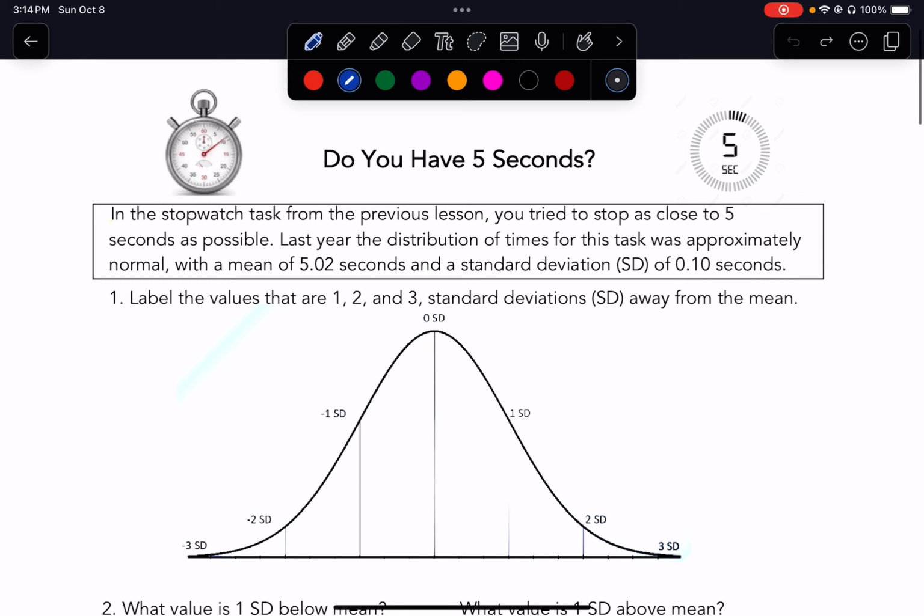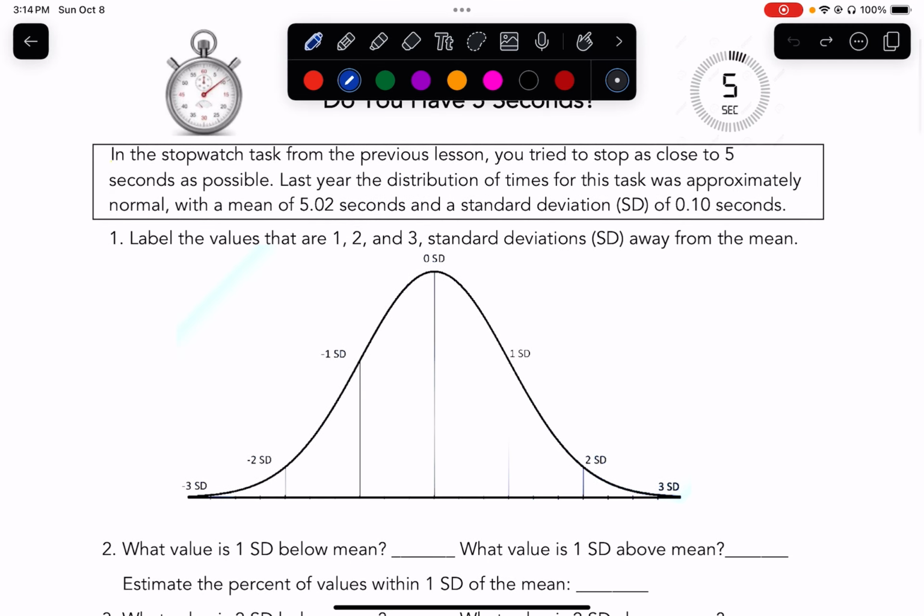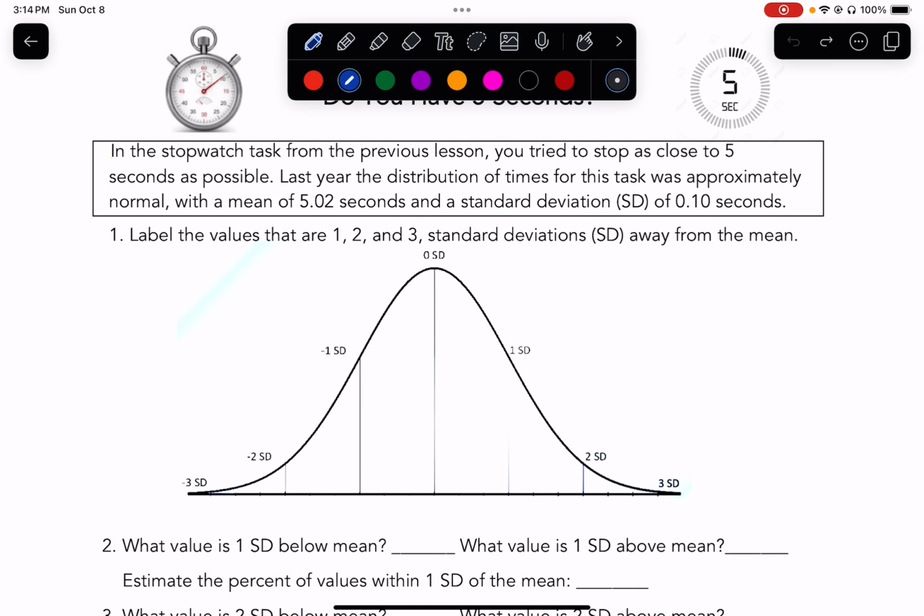As you can see, we're using a similar experiment to what we did in the last class, right? We had those several experiments: the dice roller, the penny toss, and then the stopwatch. So we're going to use that stopwatch activity. In this top box, it says in the stopwatch task from the previous lesson, we tried to stop it as close to 5 seconds as possible. Last year, the distribution of times for this task was approximately normal, with a mean of 5.02 seconds and a standard deviation of 0.10 seconds.